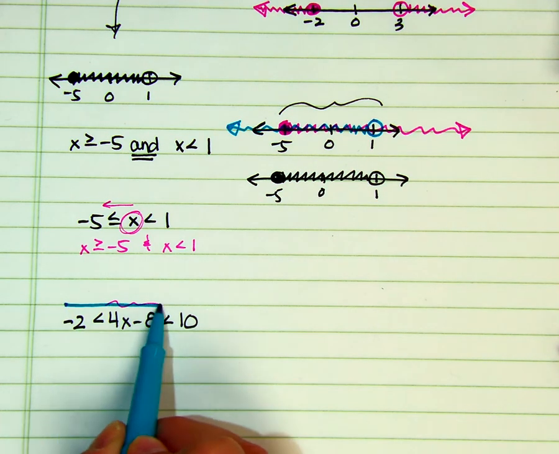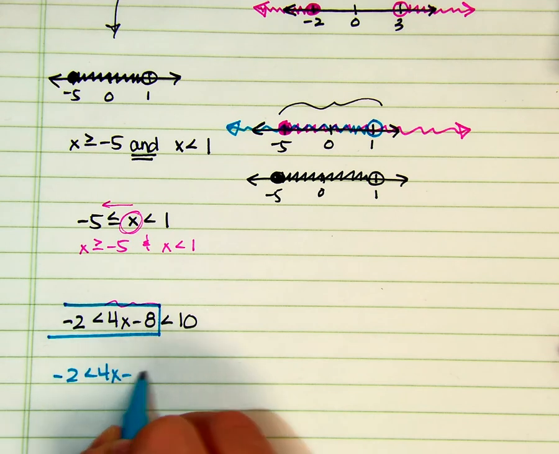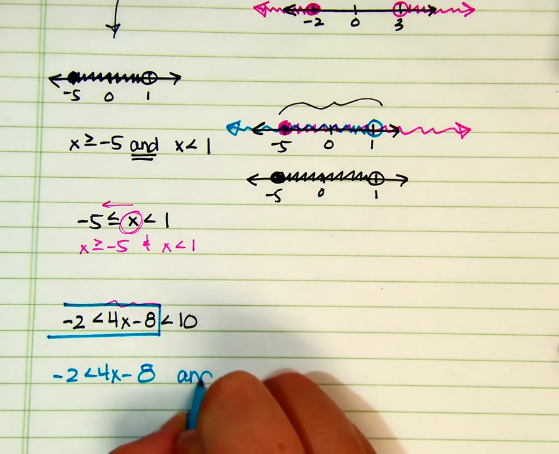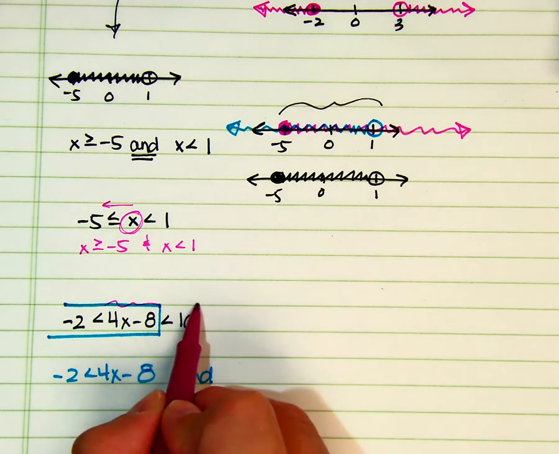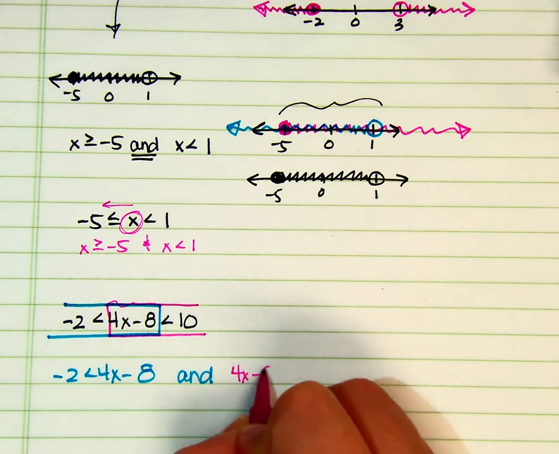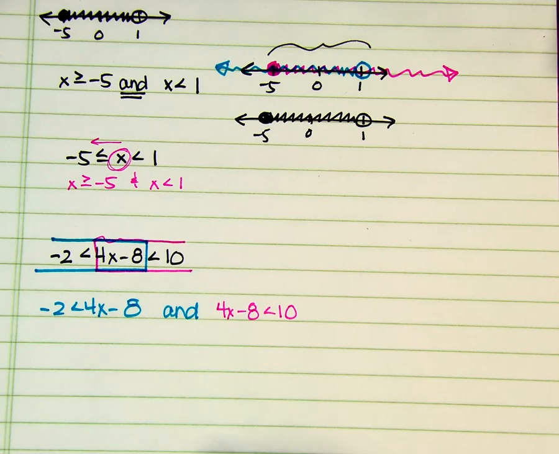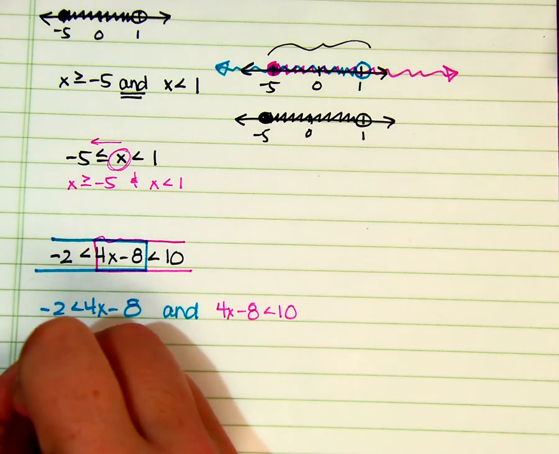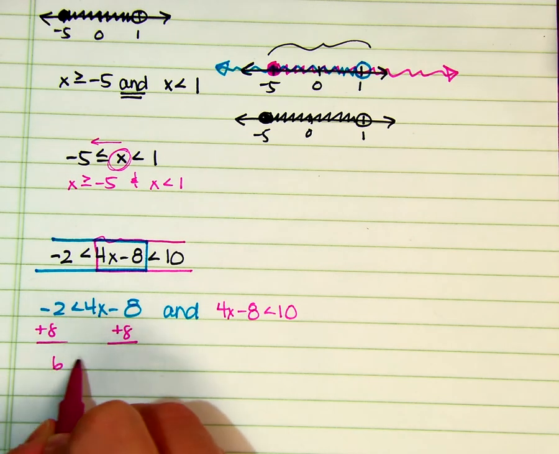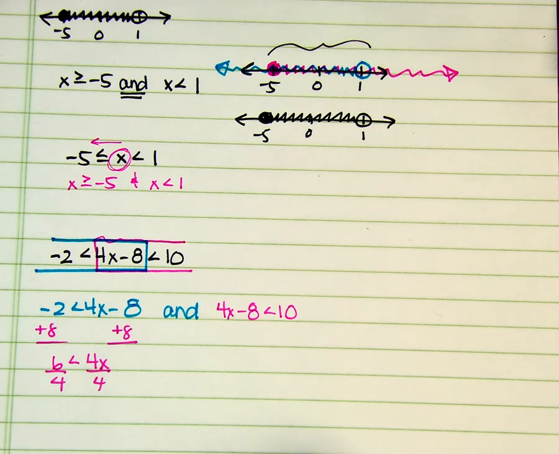So I would take the middle stuff and write that as 1, and then I would take the middle stuff again and solve both of them independently. I'm going to add 8 to both sides and have 6 is less than 4x. Divide both sides by 4. Don't be freaking out because it's a fraction. So you have 3 halves is less than x.